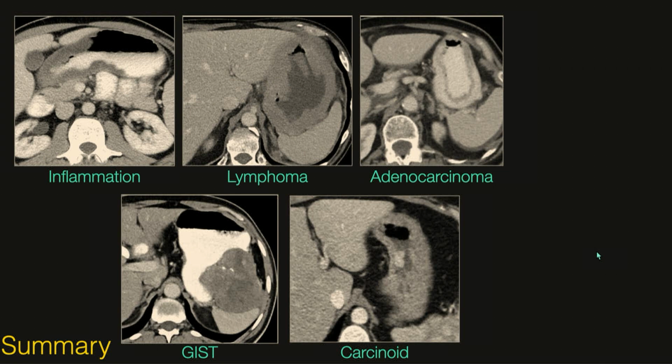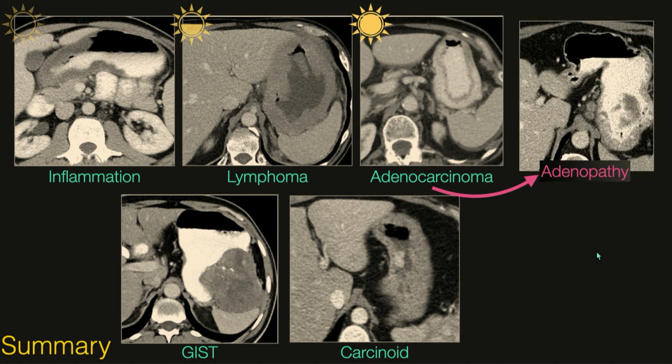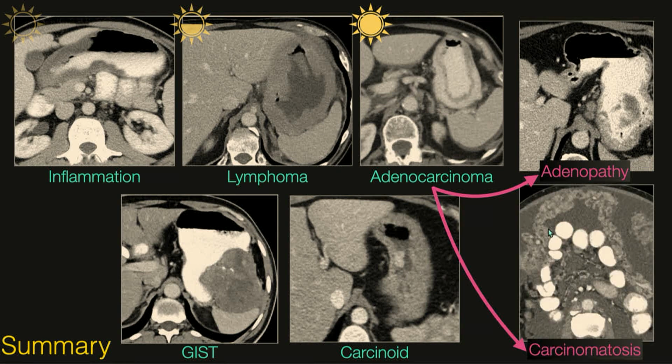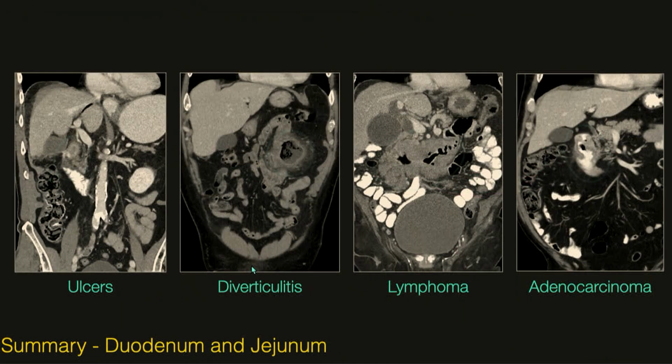When dealing with a stomach wall that's too thick, we talked about inflammation, lymphoma, and adenocarcinoma, and then those key findings in adenocarcinoma that help us make that diagnosis, gastrohepatic ligament adenopathy and carcinomatosis, and rounding that off with discussions about GIST and carcinoid tumor. And touching on some small bowel pathology: peptic ulcer disease, diverticulitis, which will be covered in more detail in the next talk that I give, lymphoma, and adenocarcinoma.